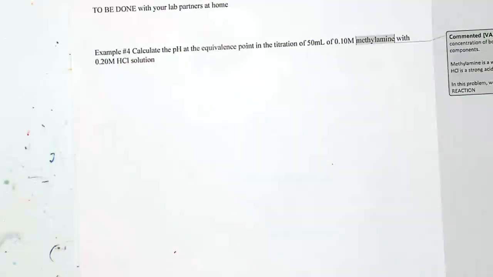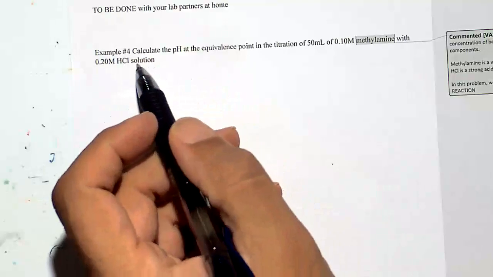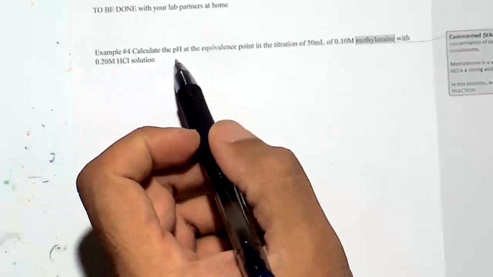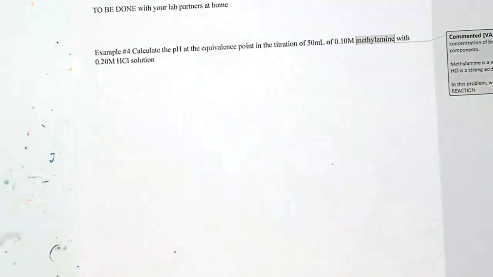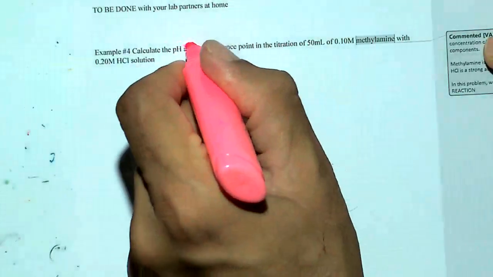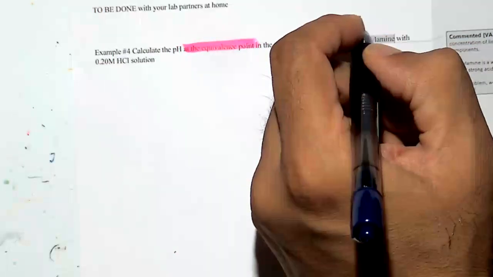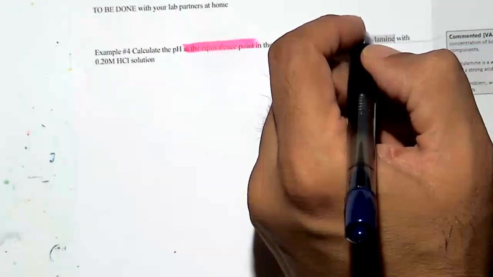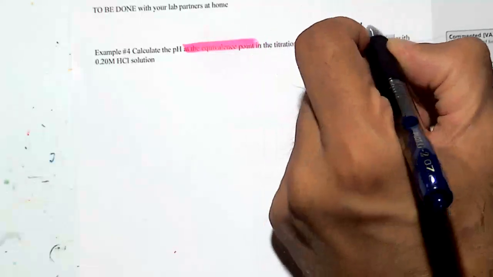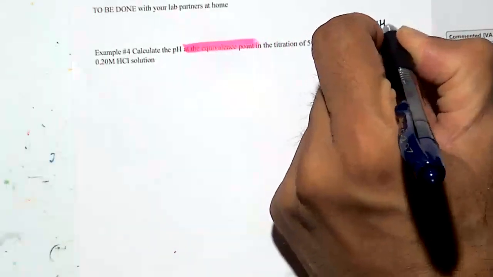Another practice problem where we are titrating to a volume that is at the equivalence point. So do this along with me. Calculate the pH at the equivalence point in the titration of 50 milliliters of 0.10 molar methylamine. Now, I'll give you this formula. You don't have to memorize it. Methylamine is CH3NH2.